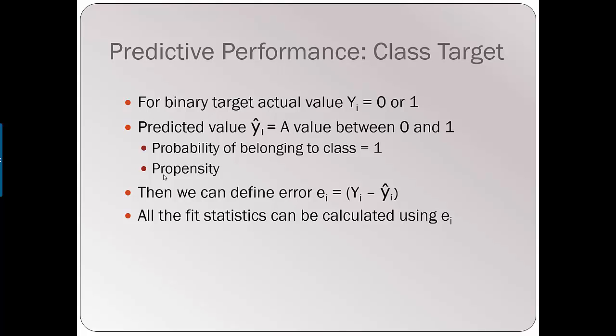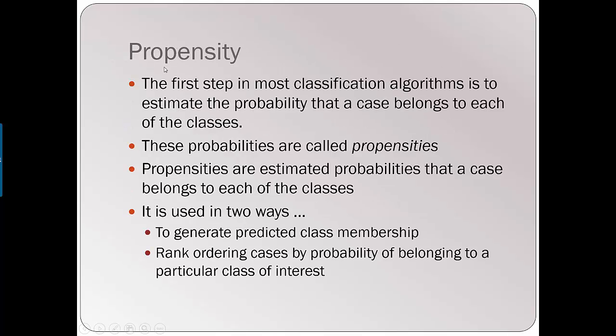It is also called event. So the observation is an event. Propensity is the probability that the observation is an event. So when you say event, that means class equal to 1. Then we can define the error term like we did before. So you take y, either 0 or 1, and then subtract the probability or the propensity, and that gives you an error. And once you have an error term, then you can compute all the fit statistics that we discussed previously. So now how do we use the propensity?